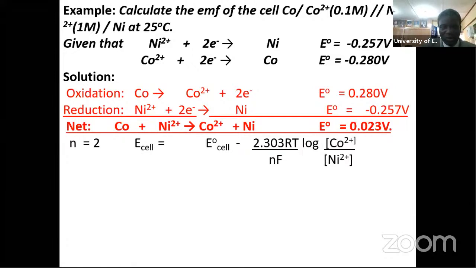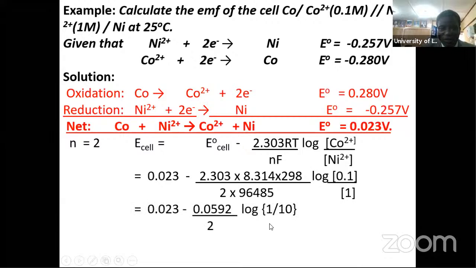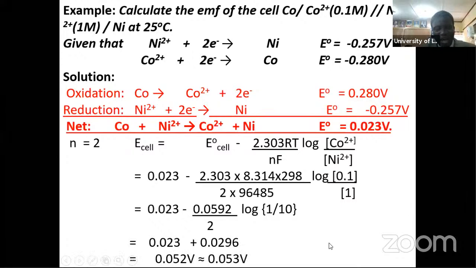So if you now decide to go ahead and find the value of your E cell, this one we have determined, 0.023 from here, and we substitute all the other values. Your cobalt is 0.1 as given in that equation, and your nickel is 1. You just substitute the values there, and your final answer is approximately 0.053 volts. So that is the E cell for this reaction.